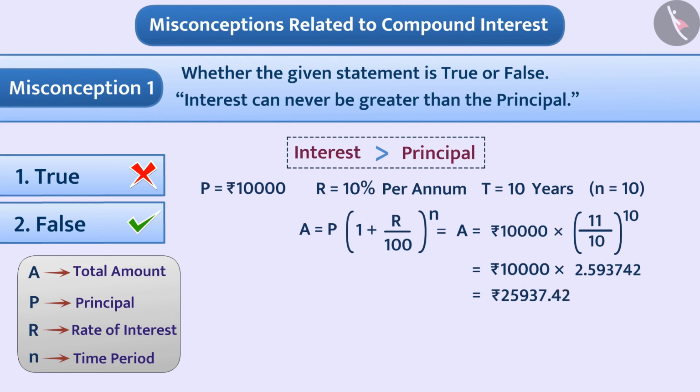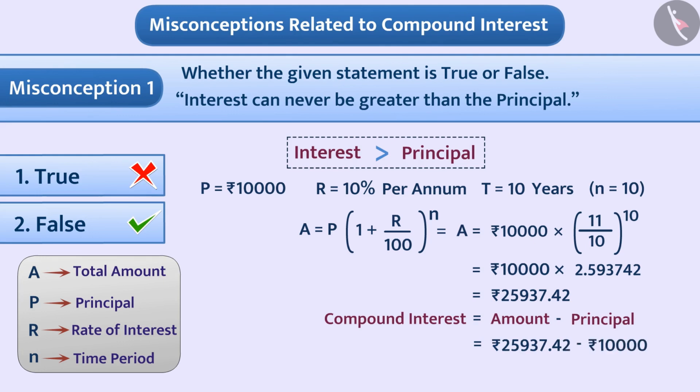25,937.42 rupees. Since compound interest is equal to amount minus principal, which is equal to 25,937.42 rupees minus 10,000 rupees is equal to 15,937.42 rupees. So, tell me, is the interest greater or smaller than the principal? In such situations, you will find that interest can be greater than the principal.